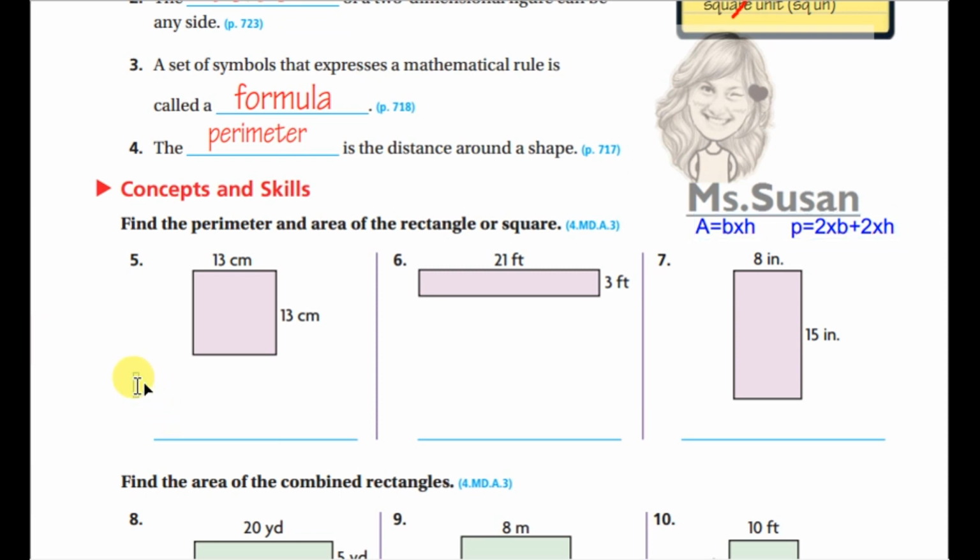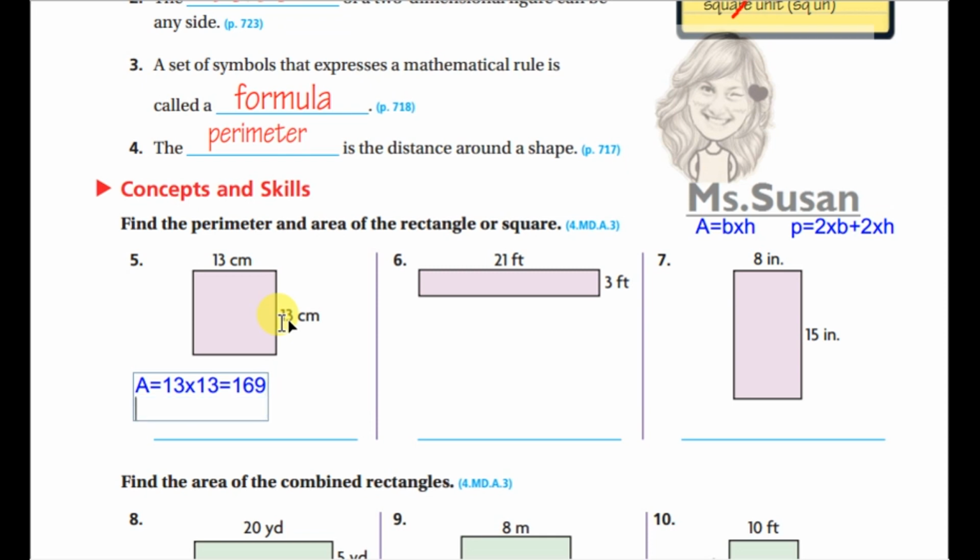For this shape, what is the area here? A is equal B times H. The B is 13 times H is also 13. So 13 times 13 will be 169 if you add them together, if you multiply them together, sorry.